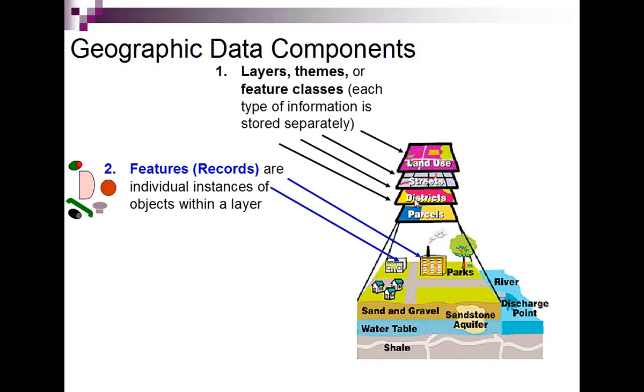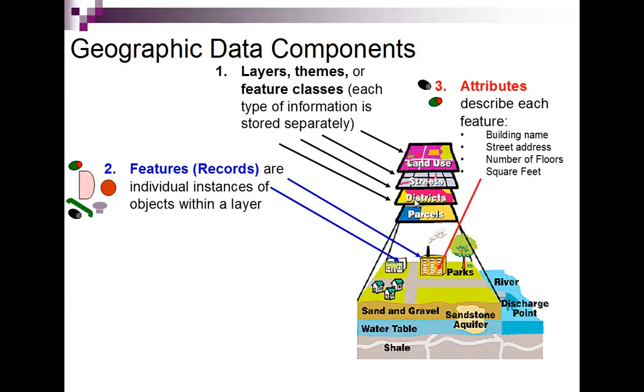Within each of these layers or themes or feature classes, we have individual instances of a single crime or a single river or a single road, which is called a record. And then we typically use attributes to describe them. So a river, well, what are some things we want to know about a river? Well, what's the name of it? How long is it? Where does it start? Where does it end?